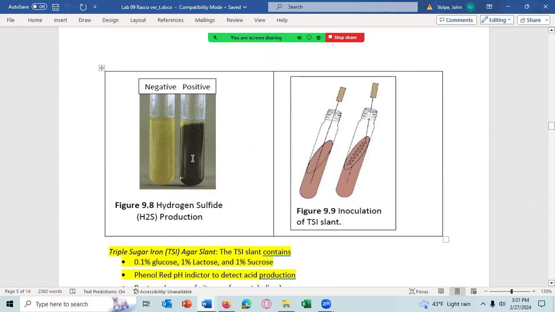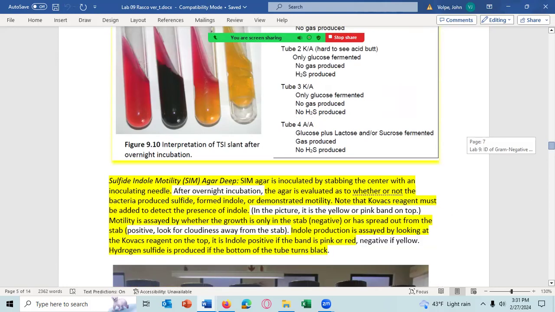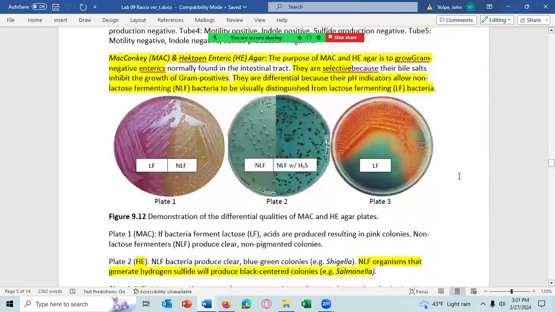So that looks like that's a SIM test, turning black, showing the presence of hydrogen sulfide. Here's turning black on the triple sugar iron test. And then down here, turning black on the HE plates. These colonies are producing hydrogen sulfide gas while they're black. These are not producing hydrogen sulfide, and they're not black. Any questions about any of that?